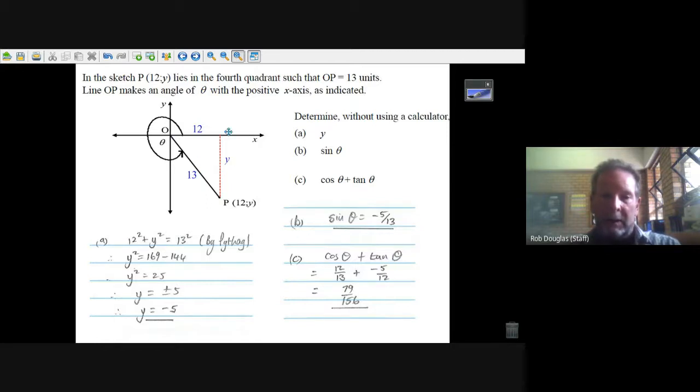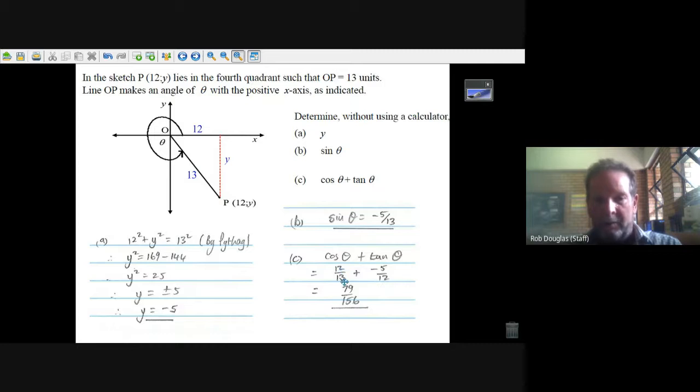But the tangent is opposite, which is minus 5. Boy, this thing's out of proportion. It looks like it's longer than 12, but diagrams are often out of proportion, so don't be fooled by that. That's minus 5, and that's 12. Opposite over adjacent, minus 5 over 12.